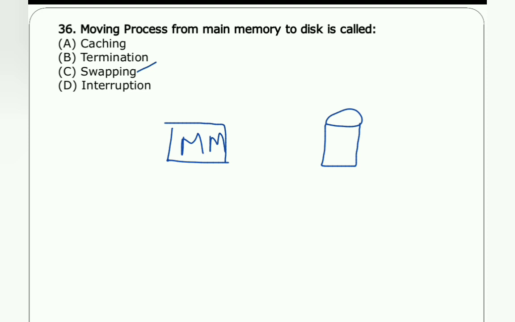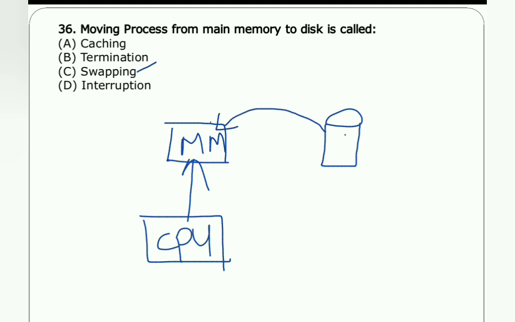Okay. So if you want to execute any program, then it must be available in the main memory, right? The CPU will access only the main memory. It cannot access the hard disk. But main memory is limited. So that's why we store programs on the hard disk, and whenever we want, we swap them to the main memory, and after the execution is completed, we swap them back to the hard disk. In this way, we swap the data and programs between the main memory and the hard disk. So the answer is swapping.